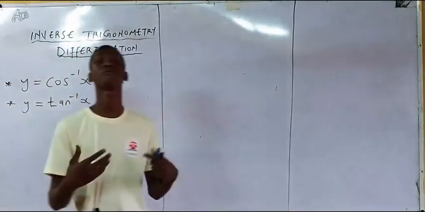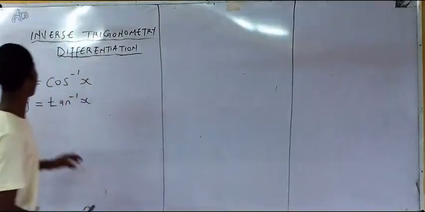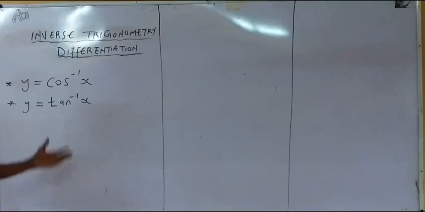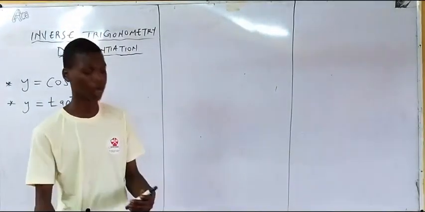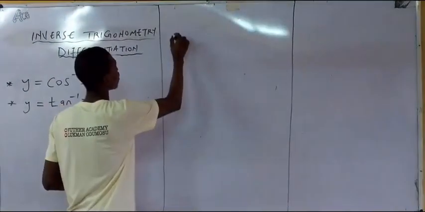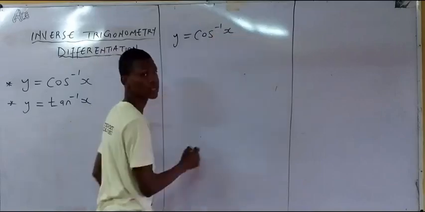We've seen how you can differentiate the inverse function of sine, right? Now we are having cos inverse of x and tan inverse of x. How do you go about it? For the first one, same idea, right? For the first one, y is equal to cos inverse of x.